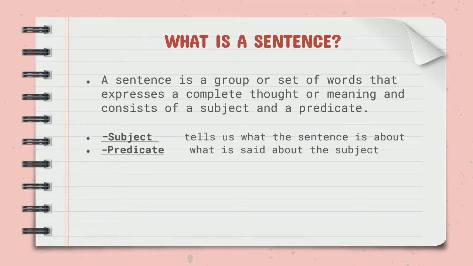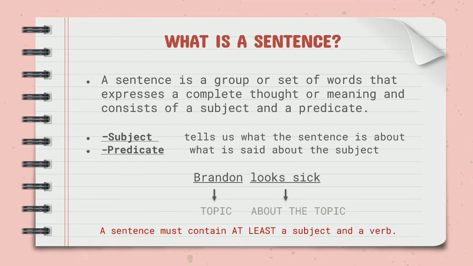For example, in the following sentence, Brandon looks sick. Here we have Brandon, which is the topic of the sentence, plus looks sick, which is what is said about the topic. If any of these two elements is not present, we will not be talking about a sentence. Also, a sentence must contain at least a subject and a verb.